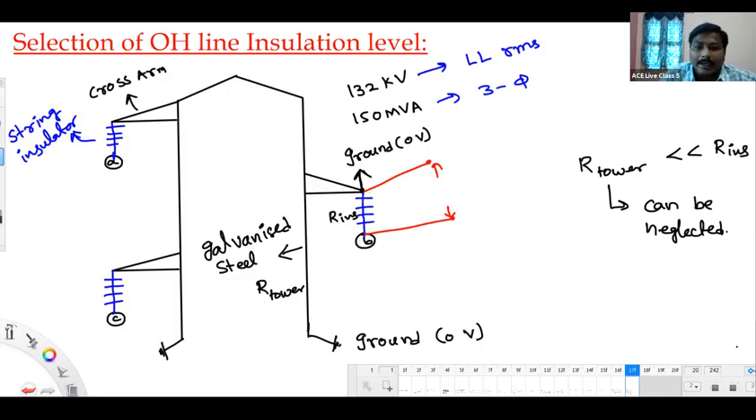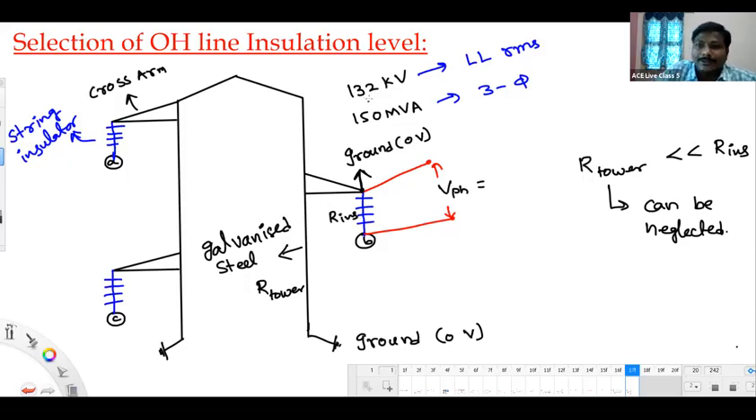Now tell me, what do you mean by conductor to ground voltage, line to ground voltage, or phase to ground voltage? It will definitely be the per phase voltage only. So the voltage across this insulator is the phase voltage, V phase. How much is the phase voltage value?